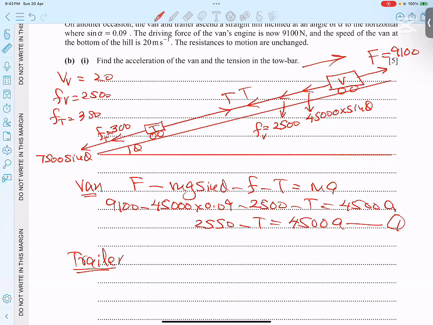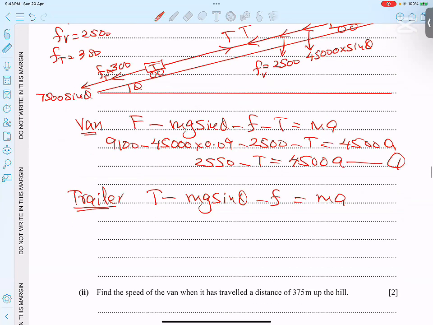So now we talk about these forces. Again, it's moving upward, so this is a bigger force. I'm writing here: tension minus weight component mg sin theta minus friction is equal to ma. Tension is unknown. This I'm getting from here.